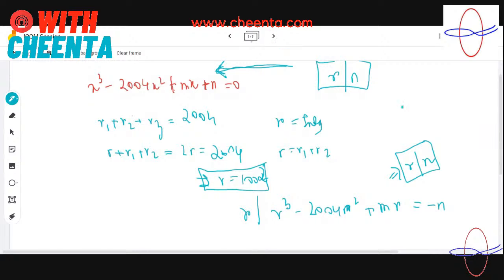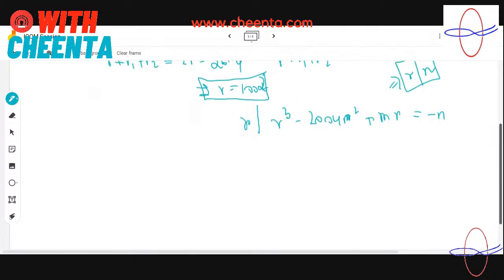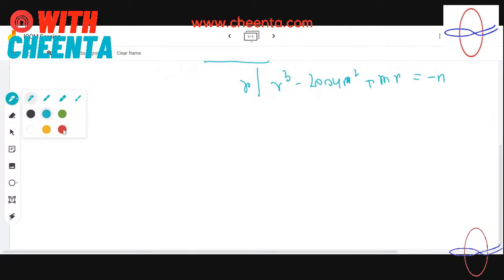Sure. Vieta's formula is the following. Okay, I will give you Ilyane. I don't know whether you are a student of Cheenta, Ilyane? I mean, I can give you in Skype. You can search Vieta's formula. I will try to explain it.